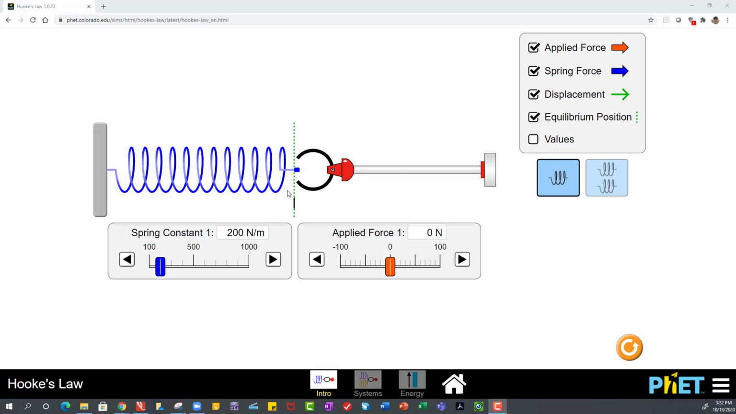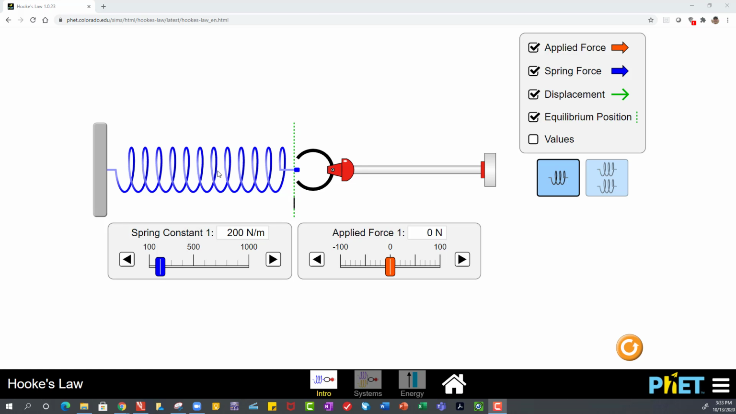So this is a virtual lab. If you go to phet.colorado.edu, they have a lot of good simulations on that website. I suggest if you get a chance to take a look at that website and experiment with some of the simulations. But here is basically a spring.